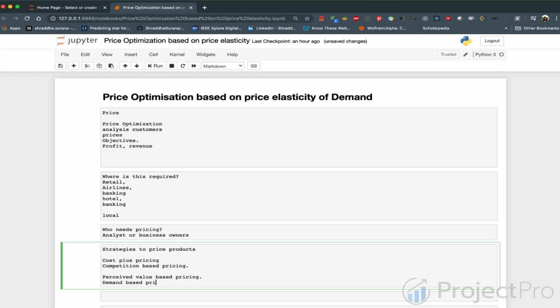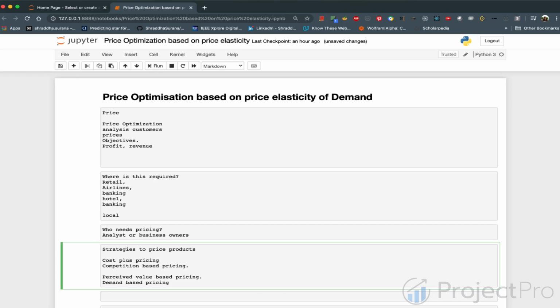Then another way of pricing is also demand-based pricing, where you anticipate what could be the demand of this particular product, and based on that you decide on your prices. So if you anticipate higher demand, which could be in certain seasons or festivals, you would normally price your products a little higher because you know that people are anyways going to purchase it. The demand is higher.